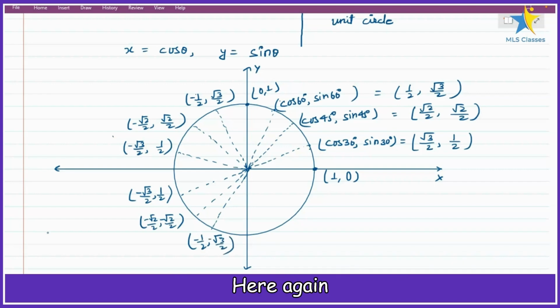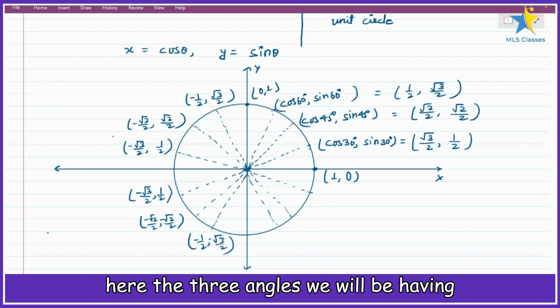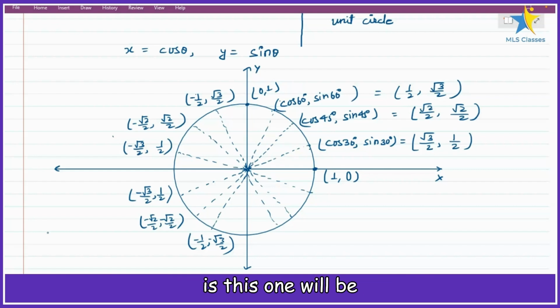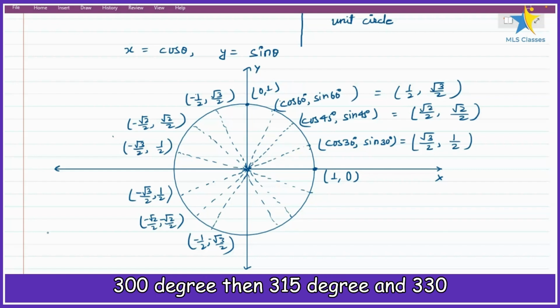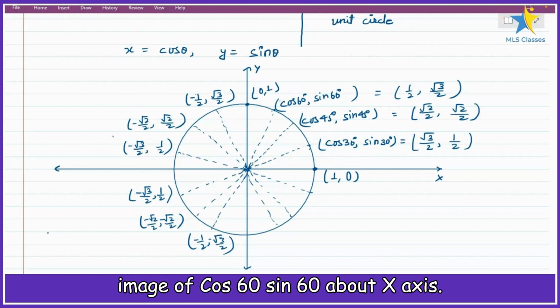Then here again, these three we will be getting. So the three angles we will be having are 300 degree, then 315 degree, and 330 degree. So this one will be the image of cos 60, sin 60 about the x-axis.